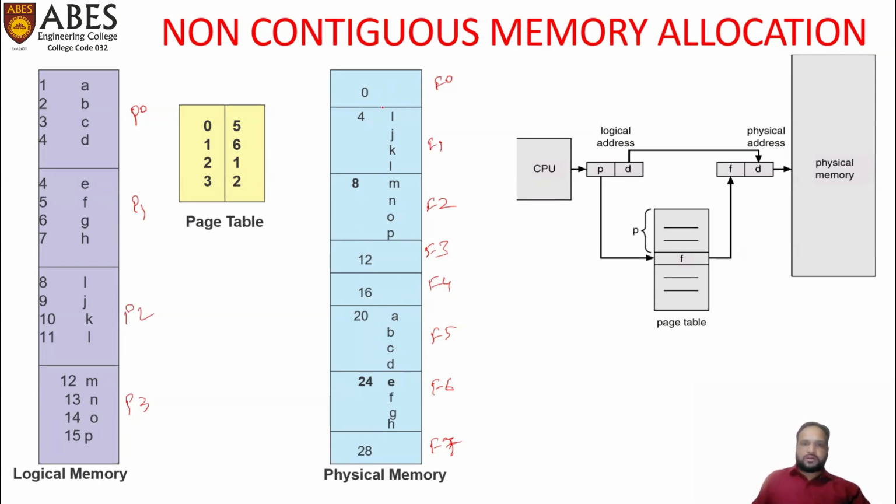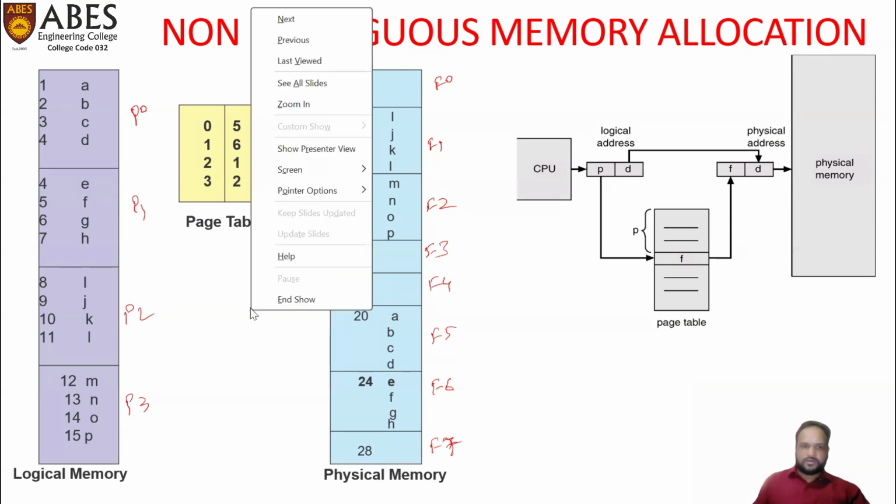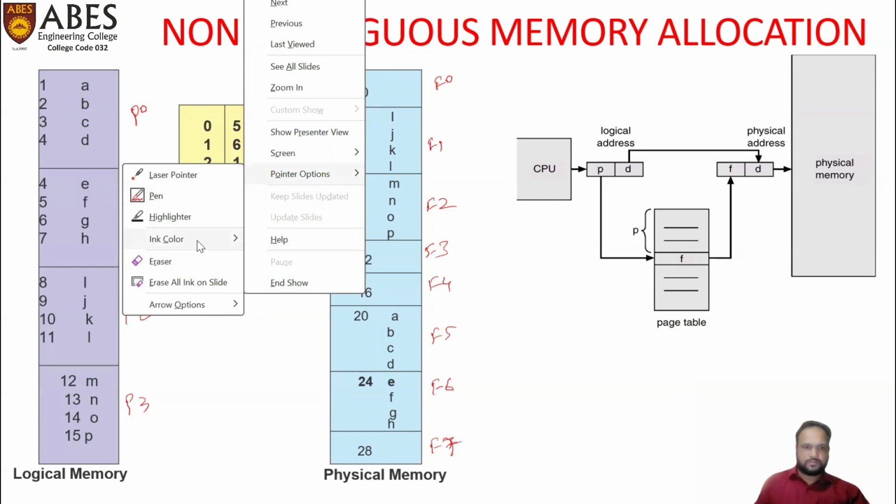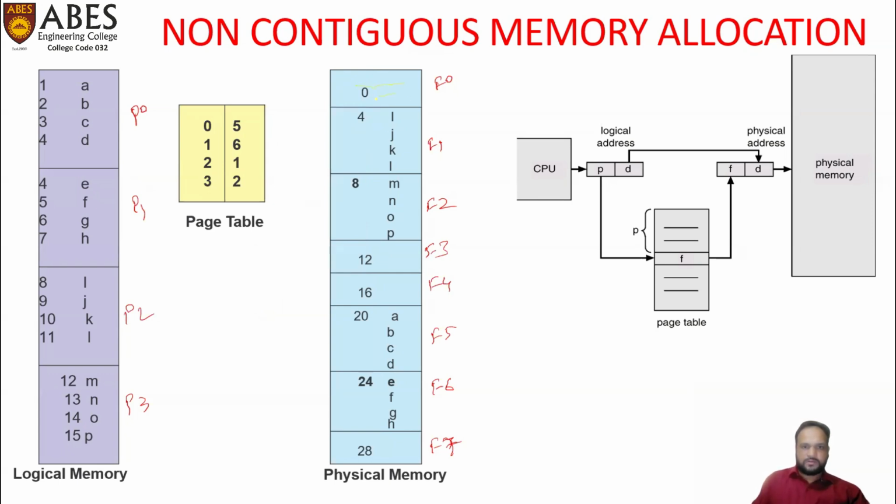Now, let's suppose that the space of these frames is occupied by some other process, or let's say the operating system is there. Consider that. So these are the spaces already occupied by the operating system. The remaining portions of the main memory will be accommodated by the pages which we currently have.